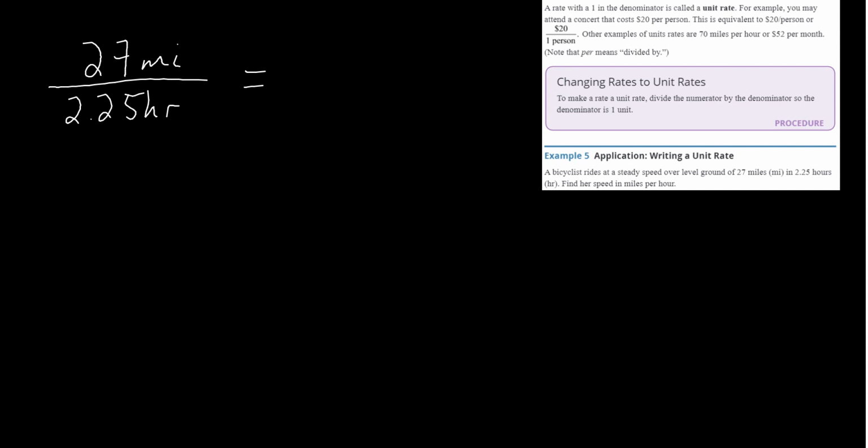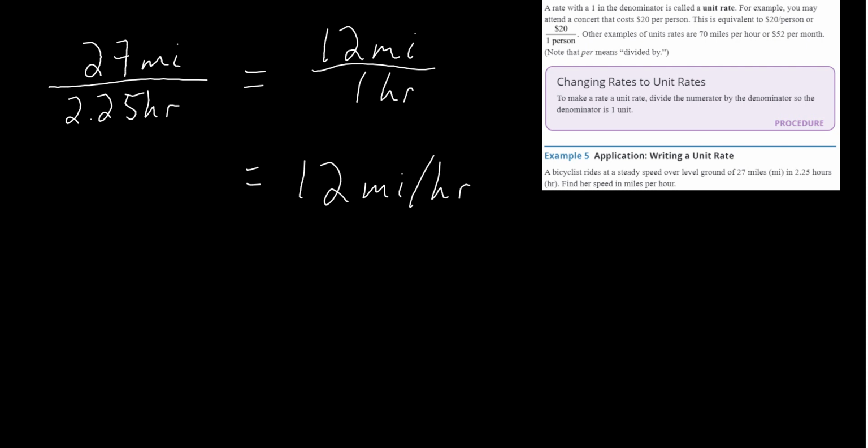It is 12. So we have 12 in the numerator, and we're going to stick with the units, so 12 miles. And then what is 2.25 divided by 2.25? Well, that's just 1. So that's 1 hour. Since we now have that 1 in the denominator, we have 12 miles per hour. Right? And that's all we did. We just simply divided the numerator and the denominator by the denominator. Easy peasy.